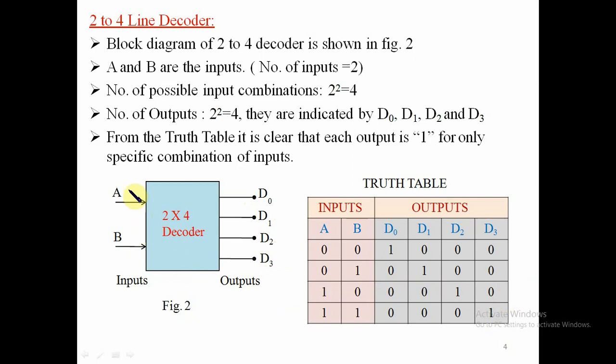And last one, when you give both inputs as 1, 1, in that case D3 will be active and the remaining go low. That is all about the 2 to 4 line decoder.